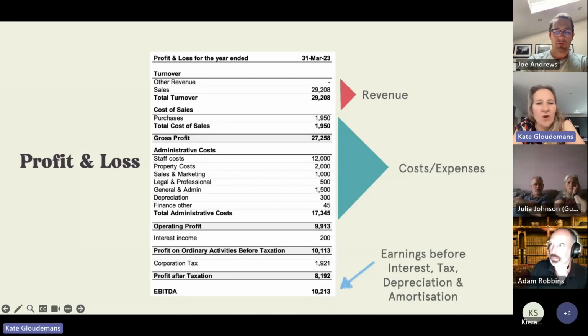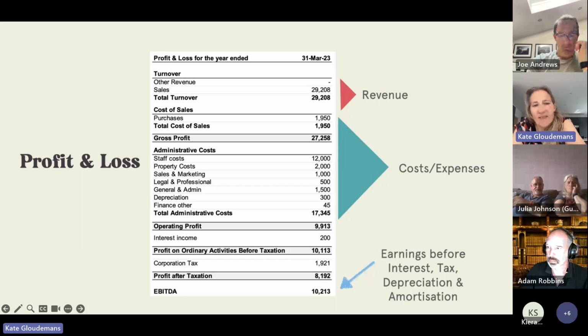So it might be a month, a quarter, a year, etc. The format of a profit and loss might vary depending on the level of detail that you include or the terminology you use. Okay, so really different, but effectively revenue, turnover and sales are used interchangeably.